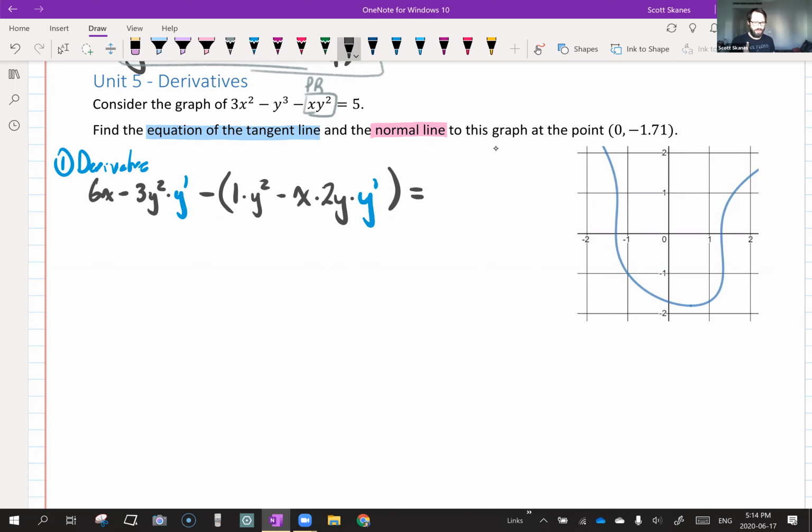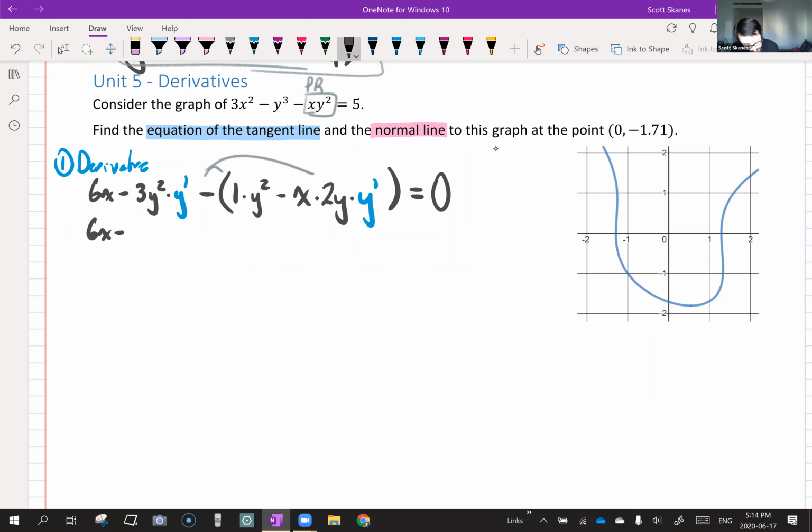Equals, not 5. So many students write 5 here. It's not 5 because you need to get the derivative of that, which is 0. Some students make that mistake right off the beginning and it messes up the whole question for them, okay? So just be careful. Now what I do is simplify this.